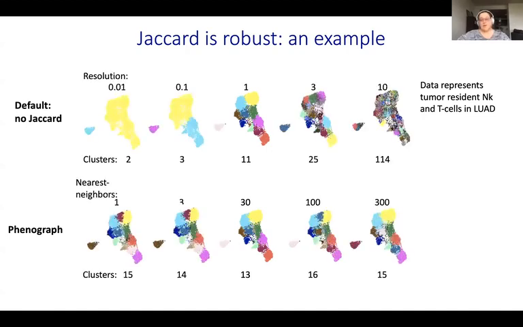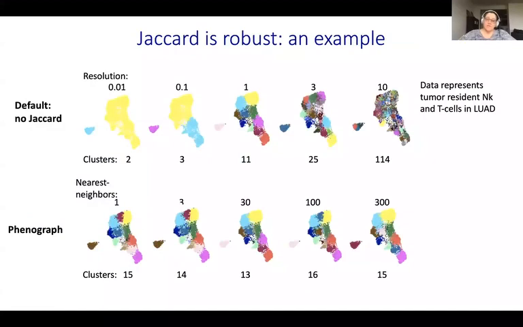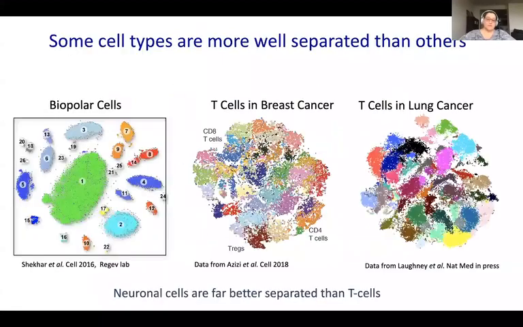But the real difference comes in the robustness. So there was a choice in parameter. Here it was one parameter choice. Now what happens is you change this parameter choice or change the data. Without a Jaccard, you can see you go from 2 to 114 clusters, and this doesn't look very stable. In PhenoGraph, because of the way the Jaccard works, it's actually incredibly robust, and we get very similar answers no matter what number we choose.